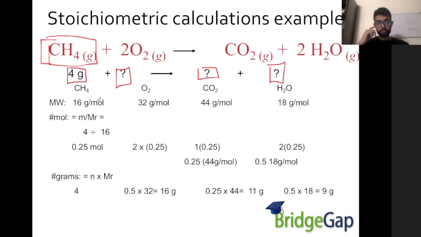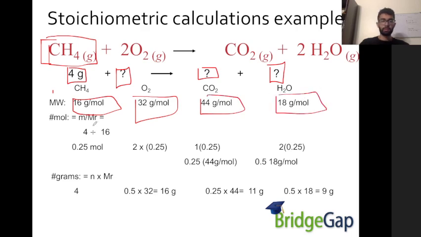For that, first let's write down the relative molecular weights of each. Carbon is 12, and 12 plus 4 is 16. That's why the molecular weight for methane is 16: it's 12 plus 4 hydrogens and 1 carbon. The MR of methane is equal to 16. For O2, 1 oxygen is 16, and 16 times 2 is 32, and that's our molecular weight. Carbon dioxide is 12 plus 32, which is 44. And H2O is 2 plus 16, which is 18.